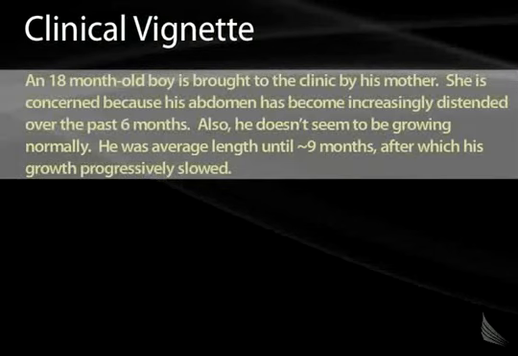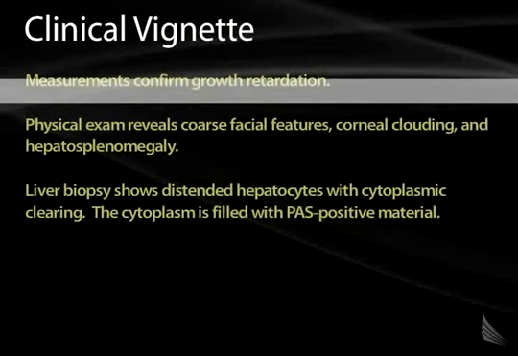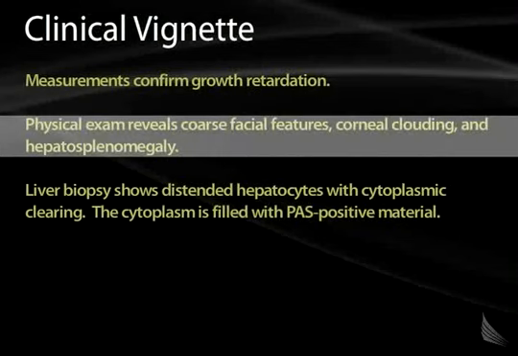She's concerned because his abdomen has become increasingly distended over the past 6 months. He doesn't seem to be growing normally. He was average height at his 9-month checkup, but after that his growth has progressively slowed. When you measure him, you notice that he really is growth retarded. Physical exam reveals coarse facial features, clouding of his corneas, and hepatosplenomegaly, which accounts for the abdominal distension described.